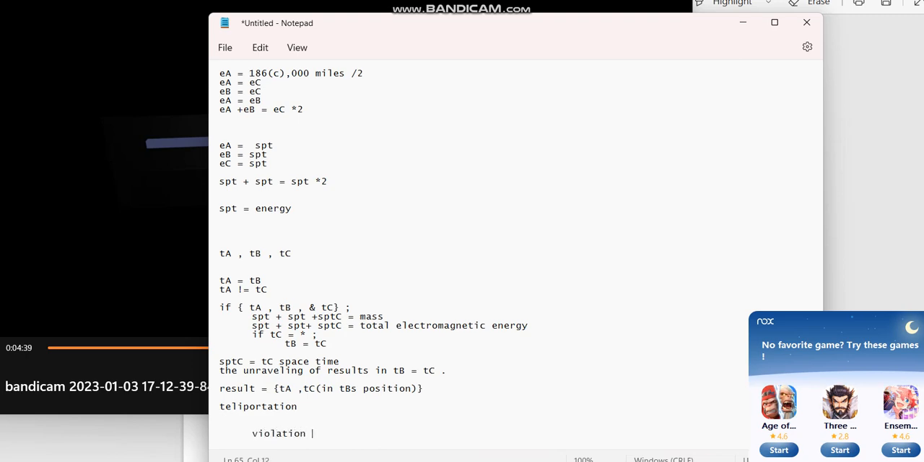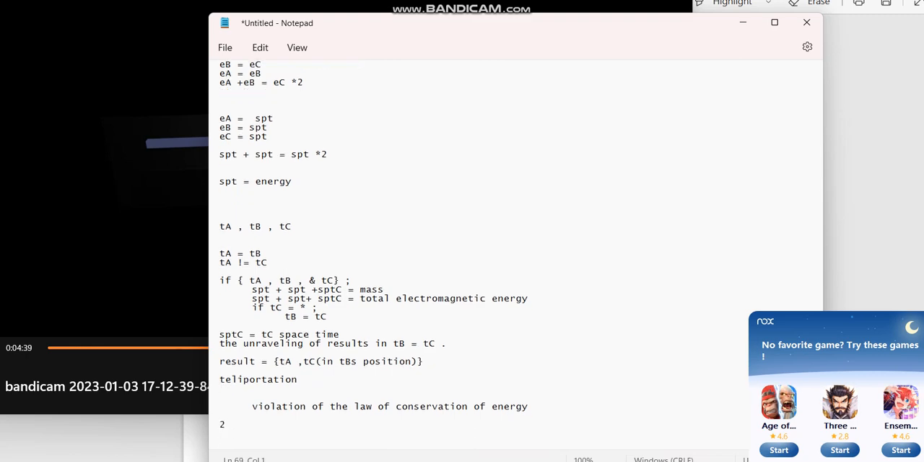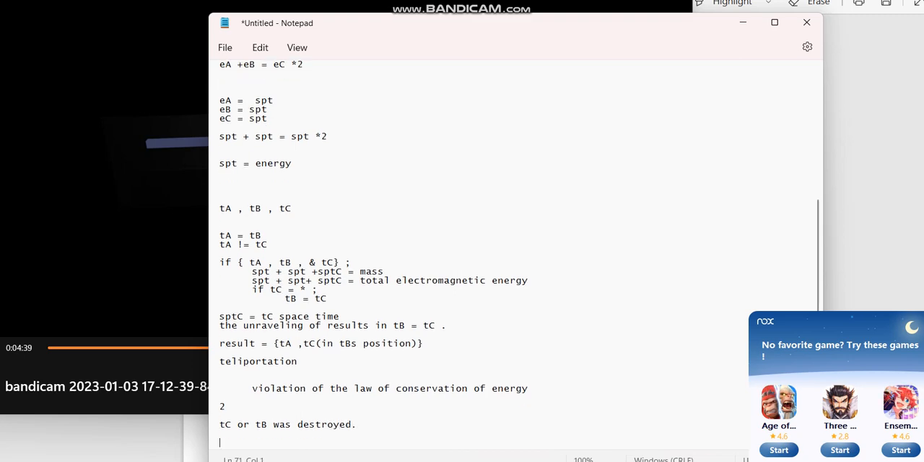And this also is a fact that teleportation in quantum mechanics happens, but more so that there is another violation of the law of conservation of energy. That's two, beyond the fact that gravity does it anyways. And that violation is that TC or TB was destroyed. And so the assumption is that the energy was used to replace the two, but we don't know where the energy actually went.